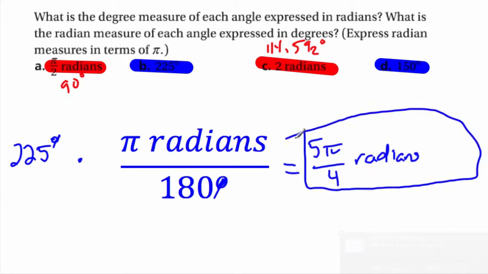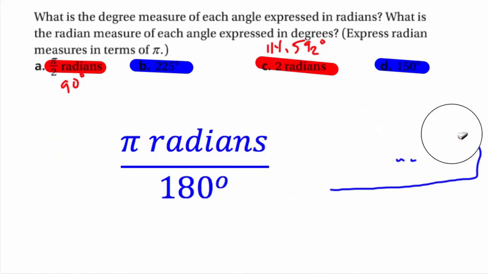And my board is acting a little bit slow, so that's why my box is so gigantic. So there you go. I just converted degrees into radians. So I'll do that again for this last example.